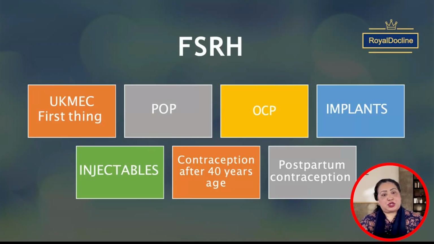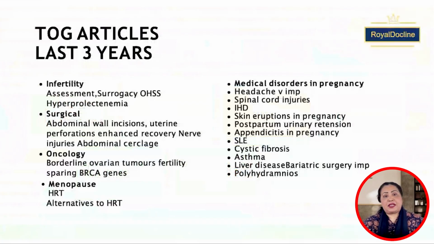Then comes FSRH. Here, you should know about the UKMEC, which is the medical eligibility criteria. This is the first thing. You have to go through them. Then POP, the progesterone-only pills. Then comes oral contraceptive pills, implants, injectables, contraception after 40 years of age, and postpartum contraception. All of these guidelines are very important, and the few questions given at the end of each guideline are also very important to practice.